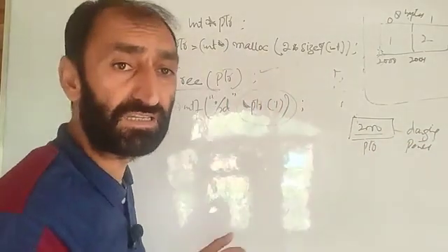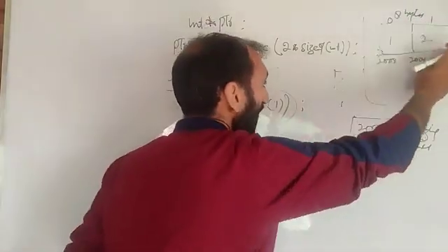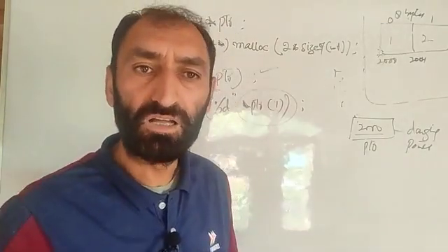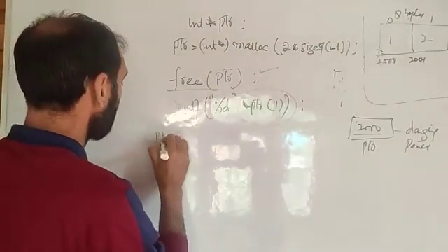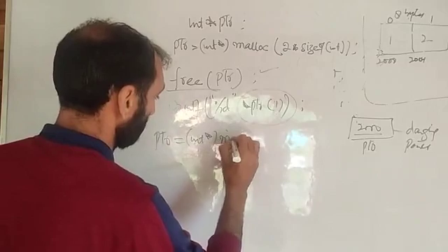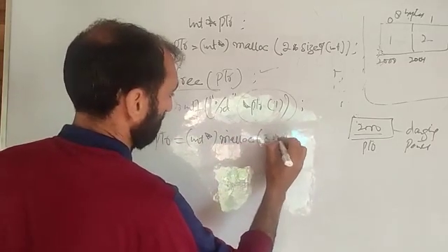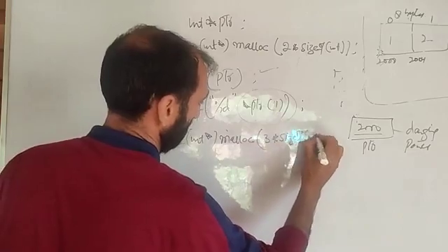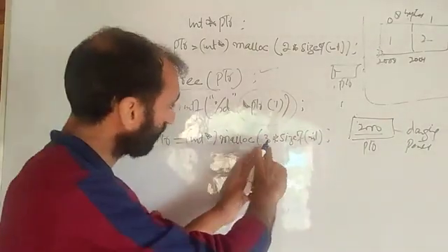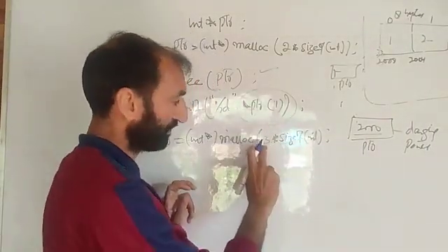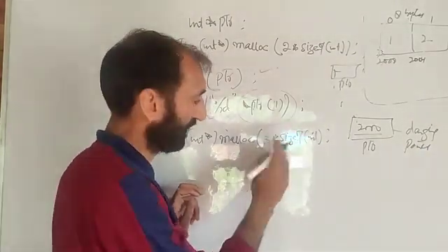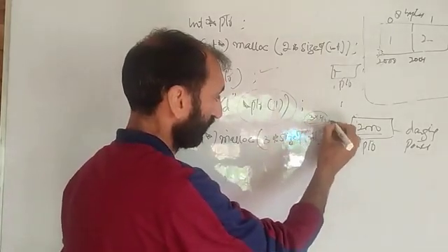It is a possibility that later, the memory which I have freed by using this free function may be allocated to some other data. For example, if later I write ptr next and malloc 3 into size of int, that means now here ptr, it is also a possibility that I have requested dynamic memory for 3 elements. That means 3 into 4, total of 12 bytes of memory.